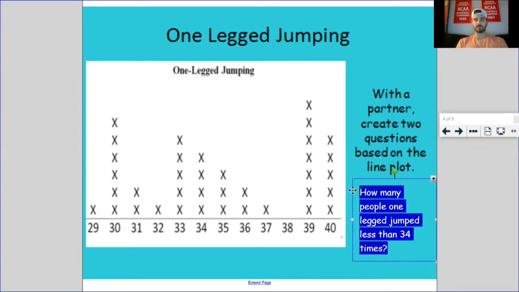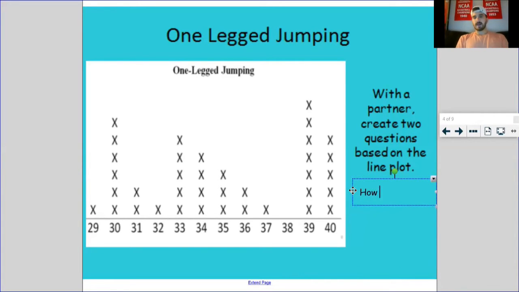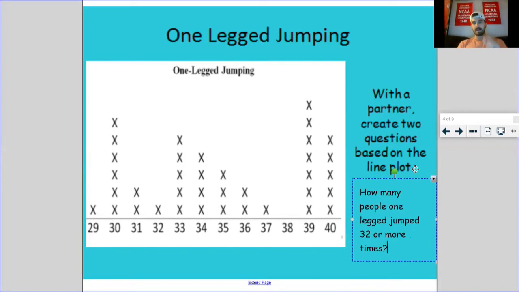Let's see if you paid attention to what I just said the first time. How many people one-legged jumped 32 or more times? This is when you might want to take your time and double check. How many people one-legged jumped 32 or more times? Pause it and come back to it.